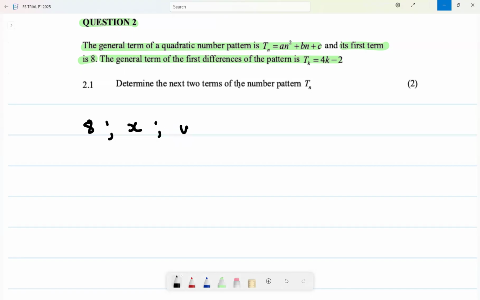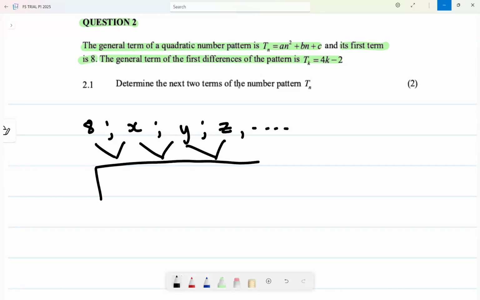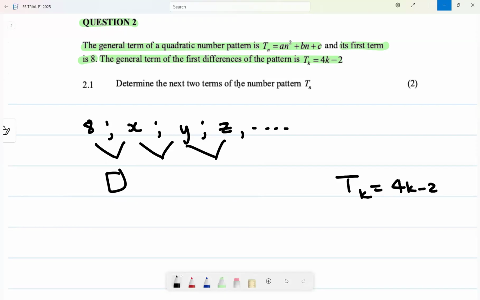y, z, and so on. Remember, I know that whatever that is here, I have the general formula for it, which is Tk equals 4k minus 2. So I can find the first term of the first difference by substituting T1, which is 4 times 1 minus 2, and so on.